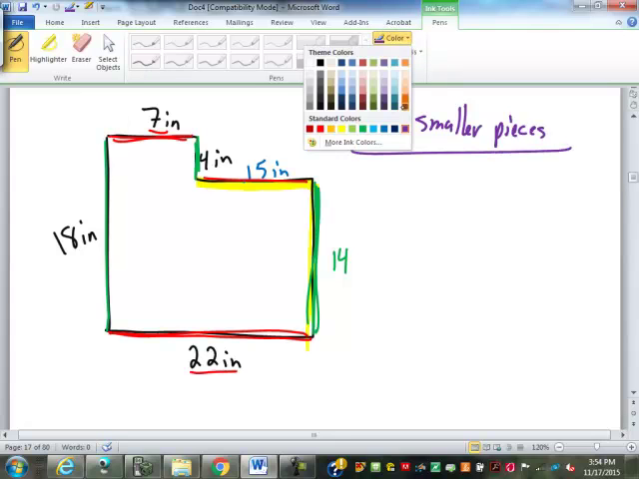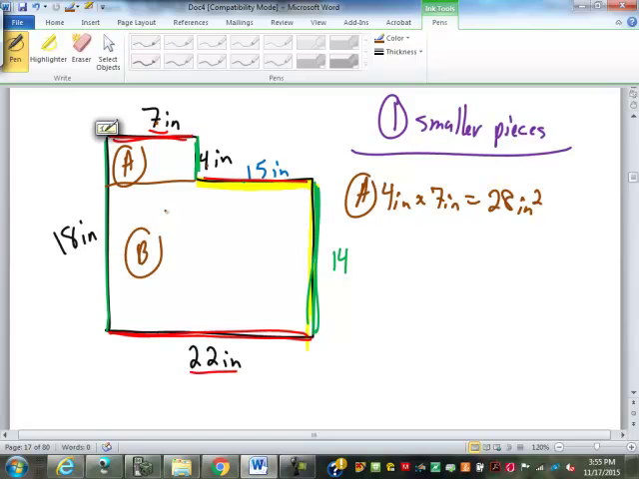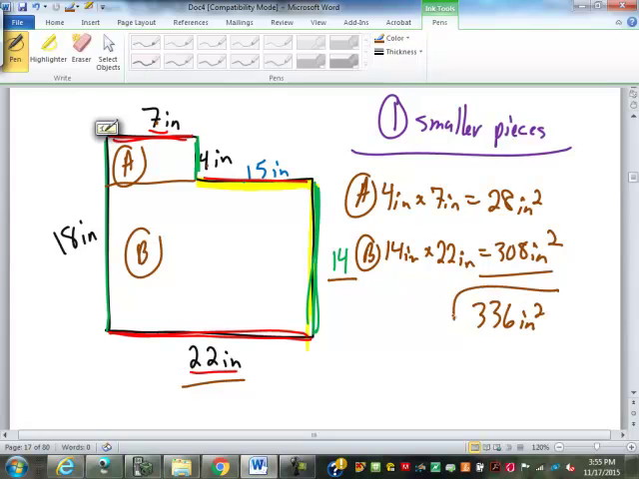To do that, I could cut it in different ways. I might cut it across here, or I might cut it down here, either way. I'm going to cut it horizontally like that first line. So now I have piece A here, which is 4 inches by 7 inches, which is 28 inches squared. And I have piece B here, which is 14 by 22, which is what, 308 inches squared? So we add those together to get 336 square inches as my total area.